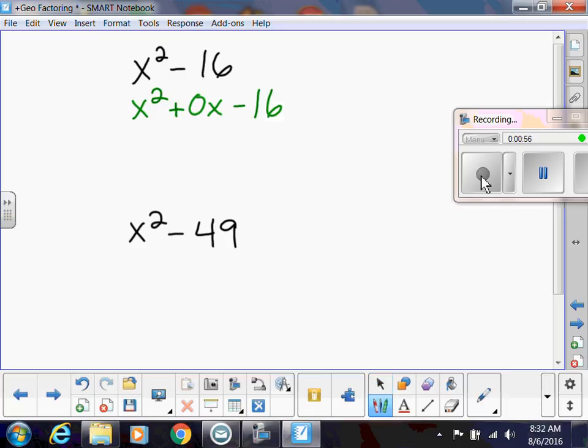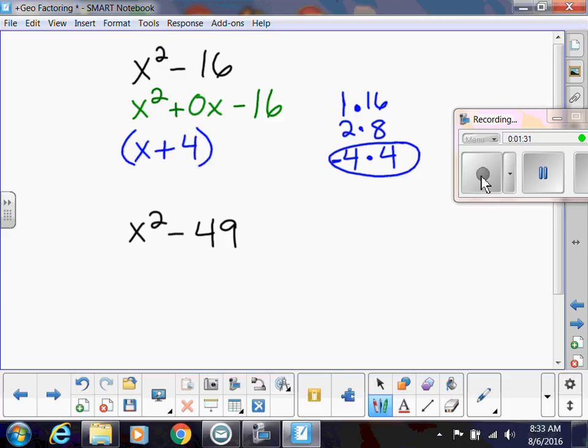So I could say, okay, what two factors multiply to give me negative 16? That could be 1 and 16, 2 and 8, 3 does not go into it, 4 and 4, and I'm done. And again, one has to be positive, one has to be negative, so I'm subtracting. So which one of these subtracts to give me 0? Has to be this one, right? One of them is going to be positive, one negative. Since they're both the same number, it doesn't matter which way I do it. I could put the positive one first and the negative one second.